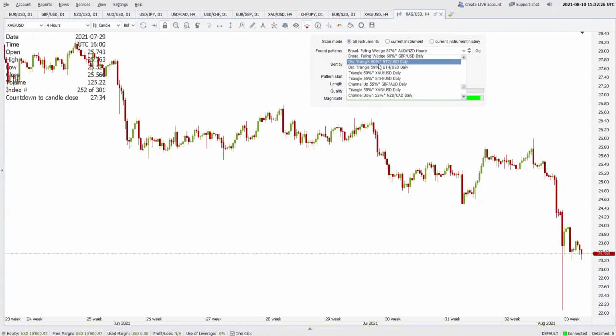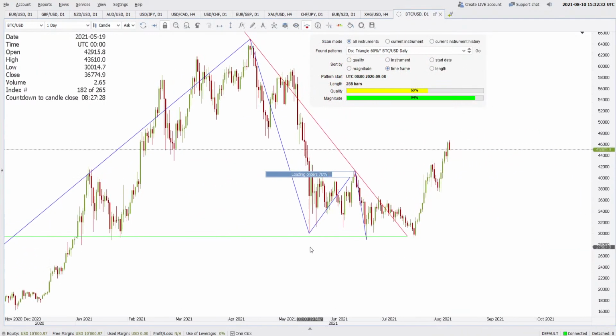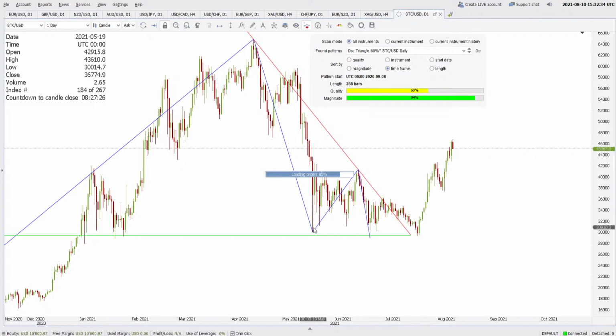So Bitcoin has a descending triangle 60%. Do you want to go here? Just click go and it will open a Bitcoin chart. You see what has happened. There was a descending triangle. Okay, the quality was approximately 60%. Why does it say 60%? I will let you know.